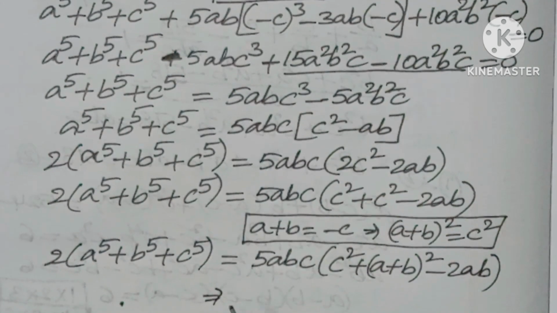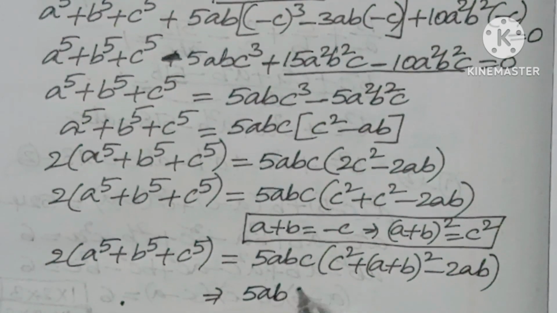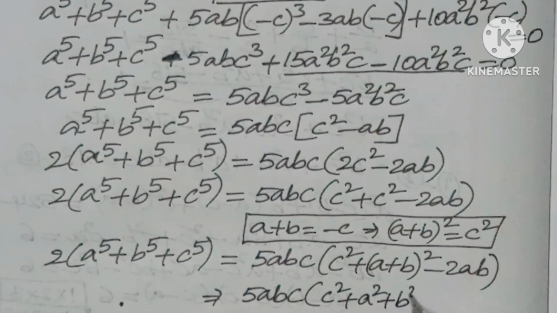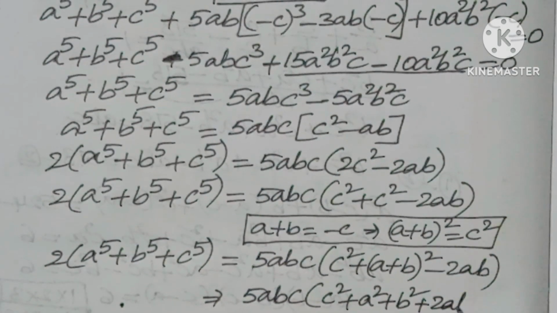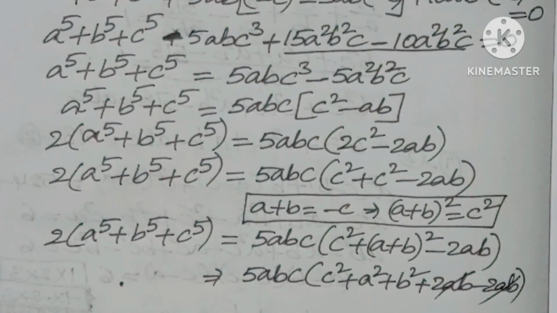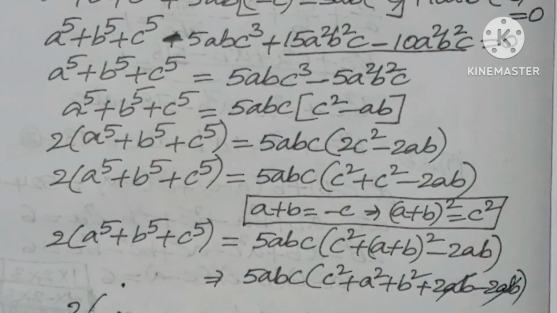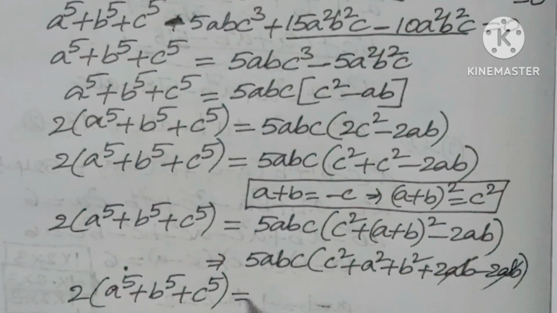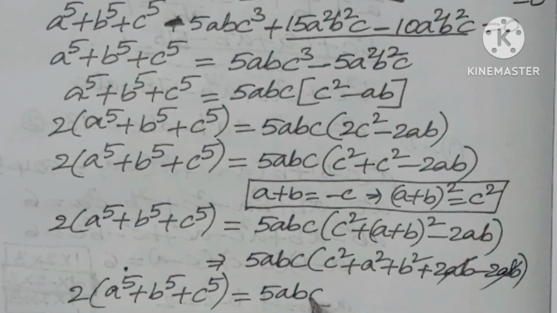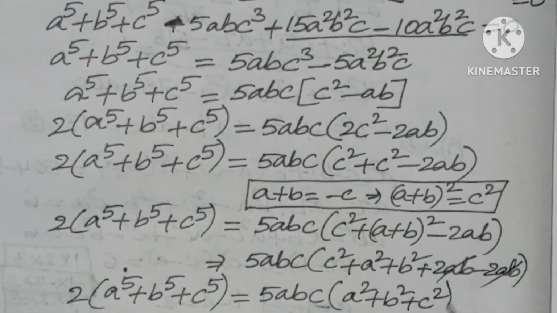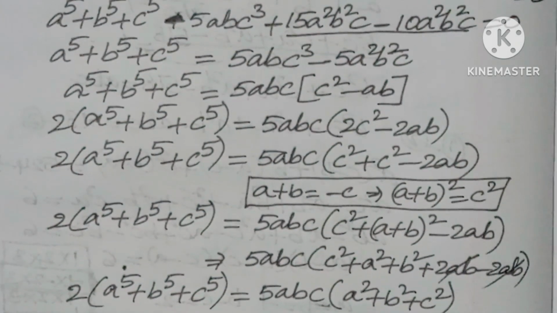Now here RHS only I am writing: 5abc of c square plus a square plus b square plus 2ab minus 2ab get cancelled. So the final answer: 2 into a to the power of 5 plus b to the power of 5 plus c to the power of 5 is equal to 5abc of a square plus b square plus c square. So the required answer you got.